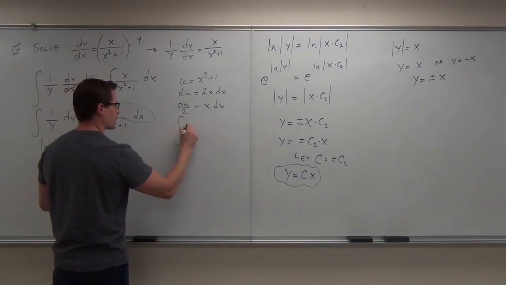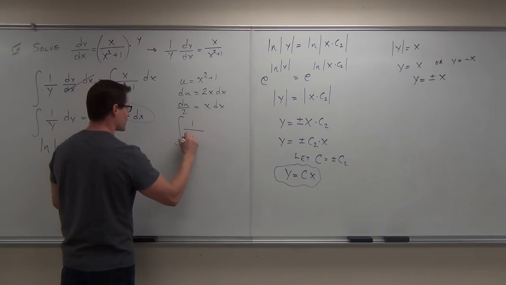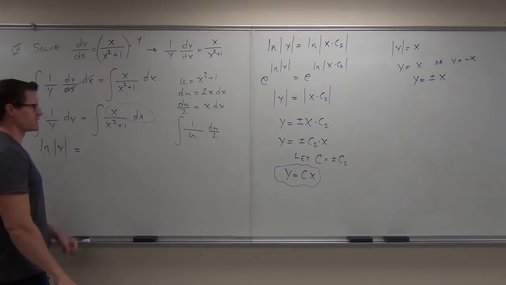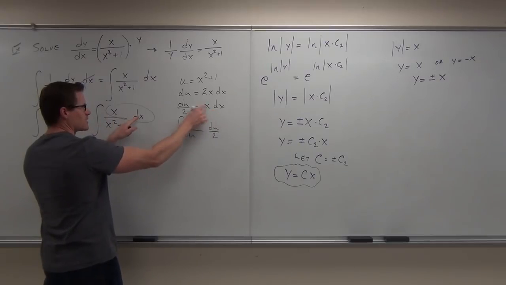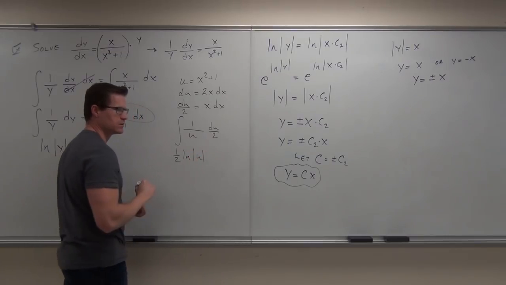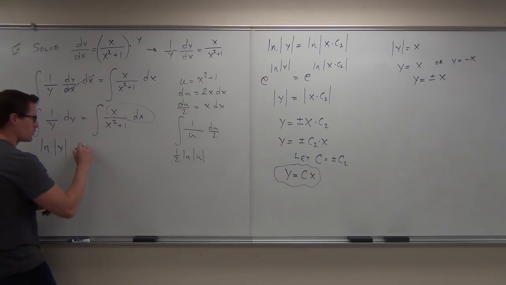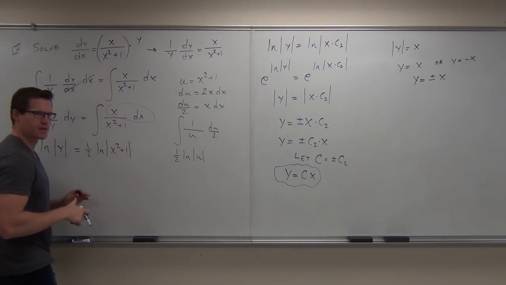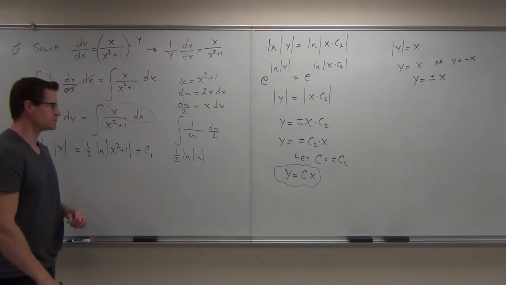What are they? 1/2. Okay, yes, very good. So 1 over u du over 2. Did I do that right? Yeah, you got it. x dx becomes du over 2, no problem. So 1/2 ln absolute value of u. And now what? Got to change back to x. So 1/2 ln absolute value of x squared plus 1. Awesome. And then plus C. Sure. Let's do C1.